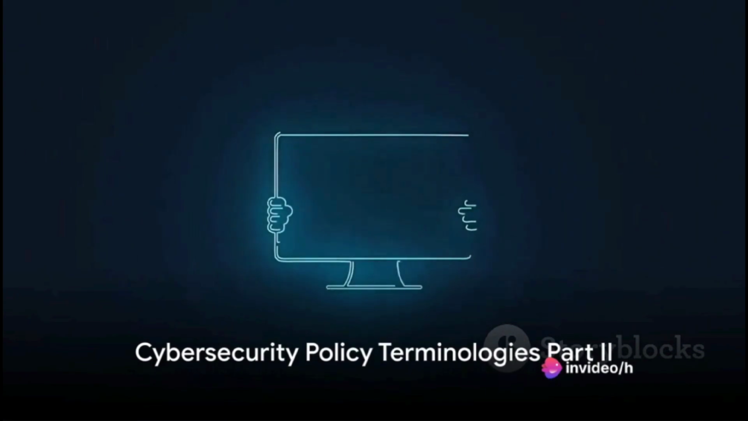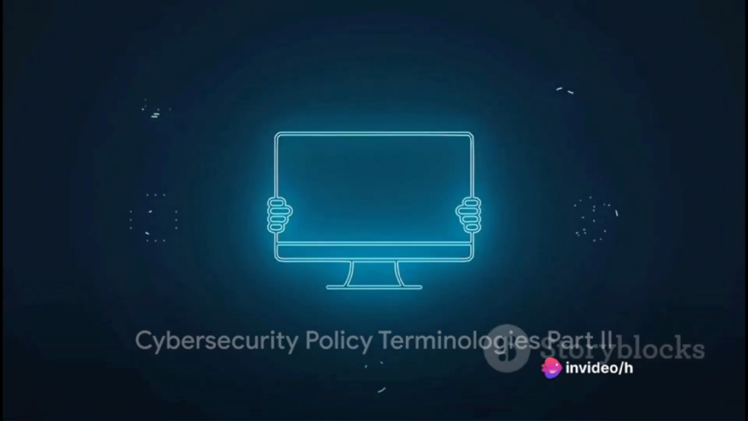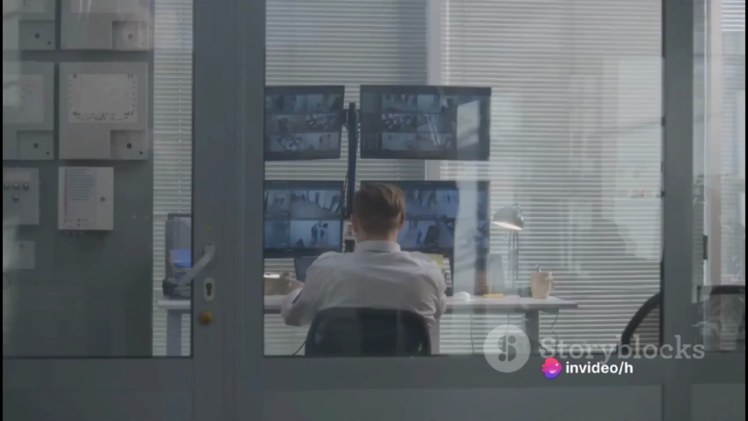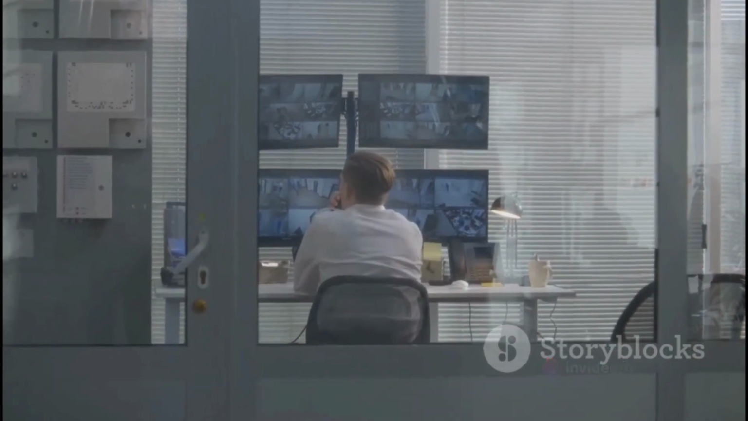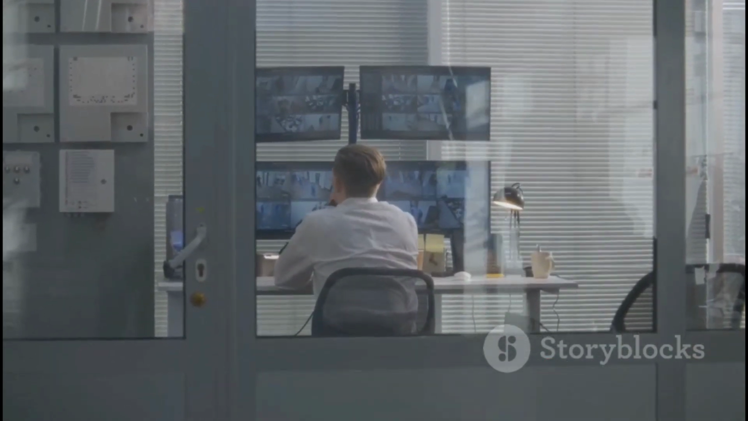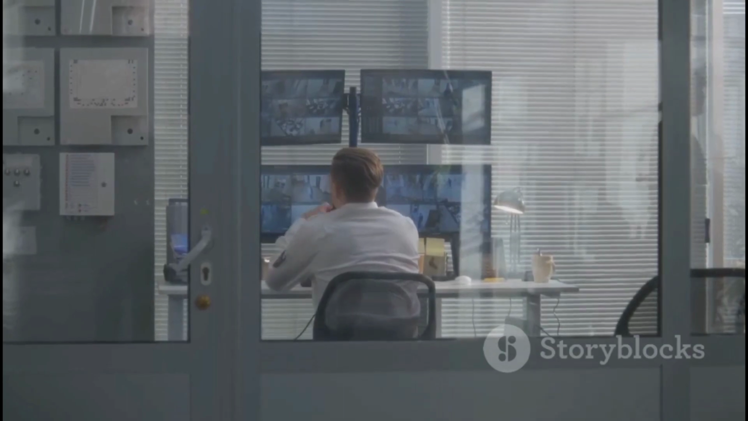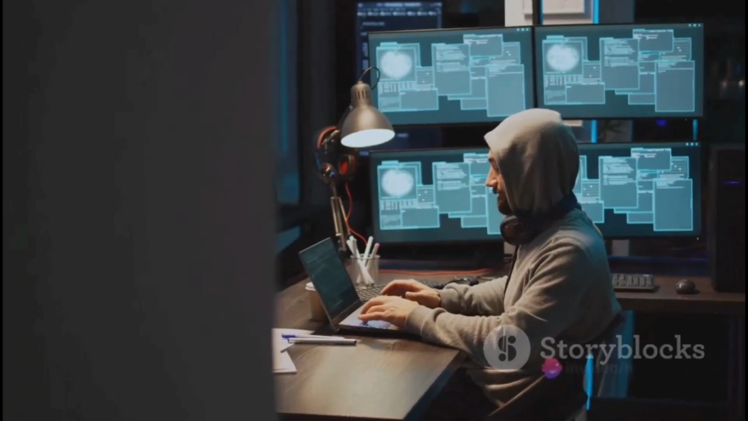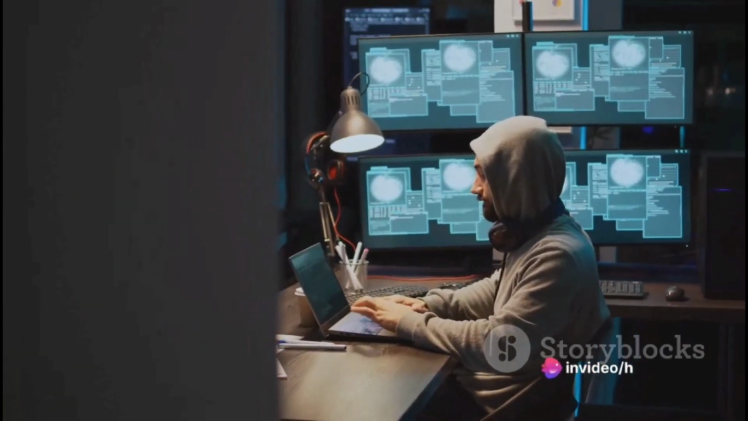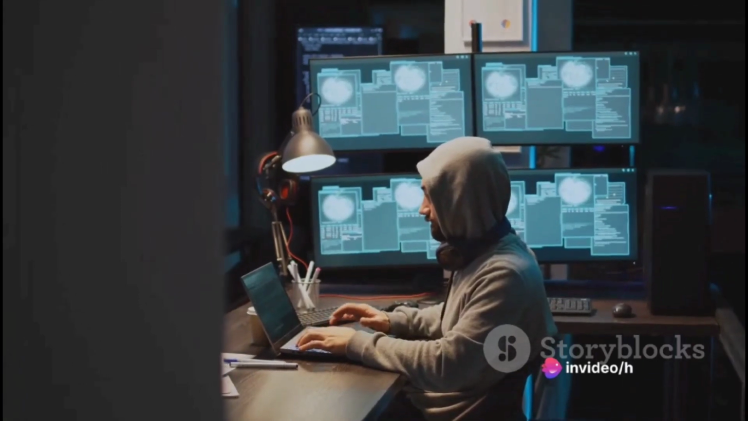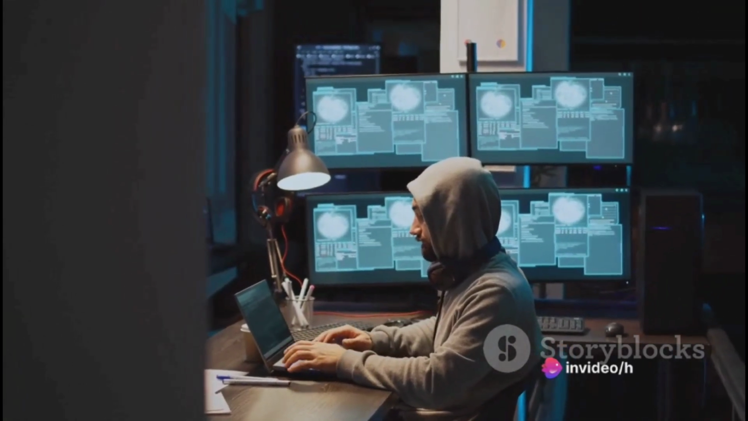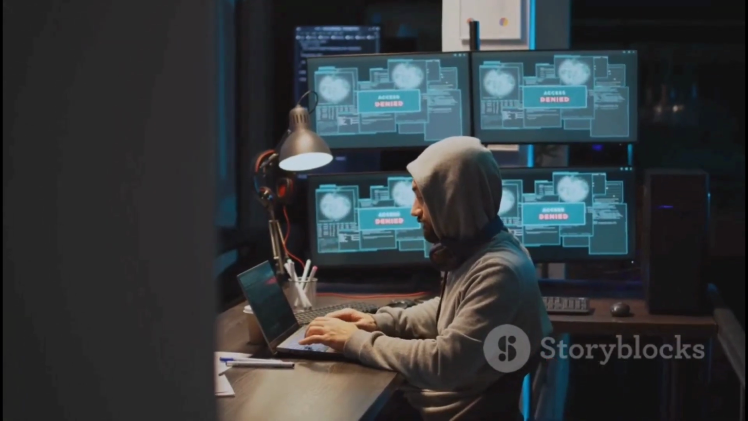Continuing with our exploration of cybersecurity language, we move on to more intricate terms. First up is intrusion detection systems, or IDS. Picture this as your very own digital watchdog. It keeps an eye on your network, barking or alerting you when it senses potential threats. But remember, like a good watchdog, an IDS merely warns you. It doesn't take action against the threat.